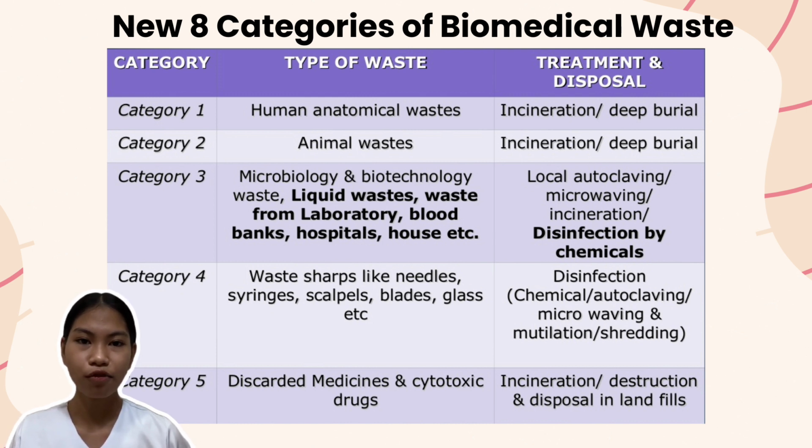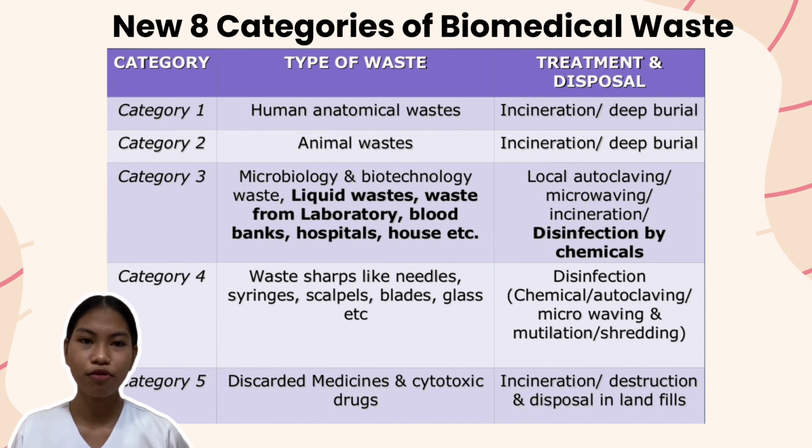Category 3, type of waste: microbiology and biotechnology waste, liquid waste, waste from laboratories, blood banks, hospitals, and etc. Treatment and disposal: local autoclaving, microwaving, incineration, disinfection by chemicals. Category 4, type of waste: waste sharps like needles, syringes, scalpels, blades, glass, and etc. Treatment and disposal: chemical disinfection, autoclaving, microwaving, and mutilation or shredding.